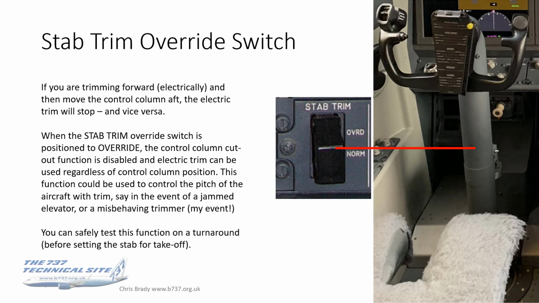The stab trim override switch. Now this, in my experience, is often forgotten by folk because we very rarely have to use it. Although, as I'll tell you in a moment, I did have to use it in anger on a real revenue flight once. You can think of it as almost the opposite of the stab trim cutout switches. The stab trim cutout switches you would use to stop a stab trim runaway. This you will actually use to permit stab trim if it's not available to you.